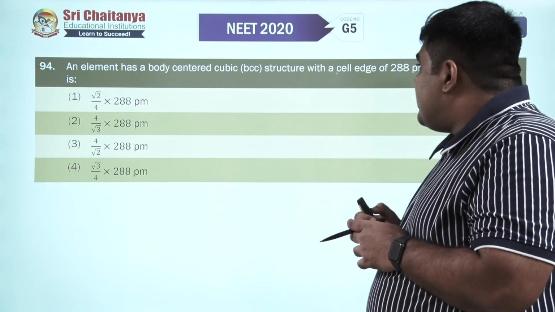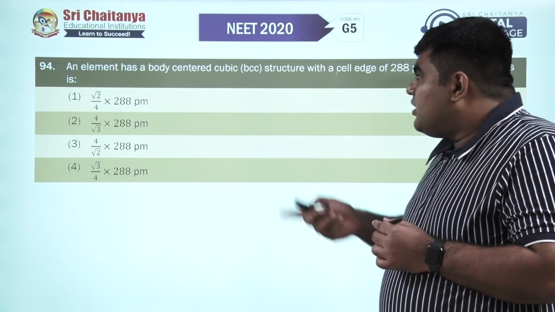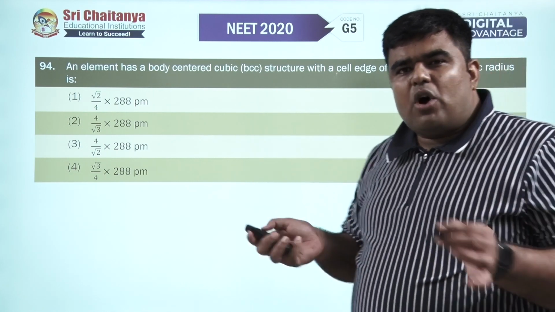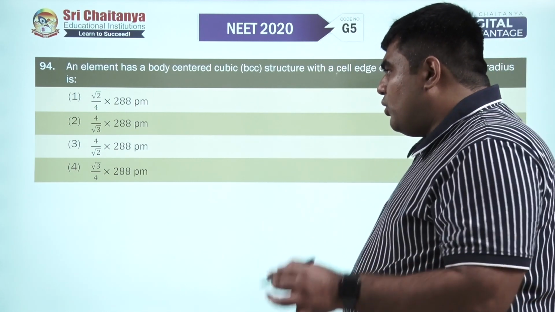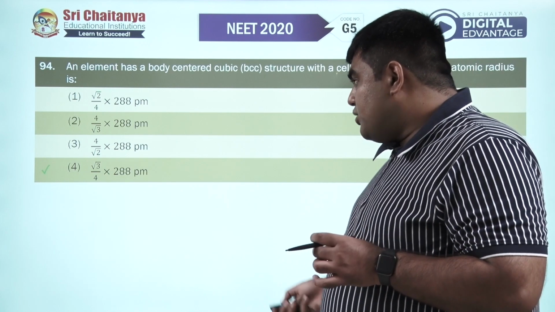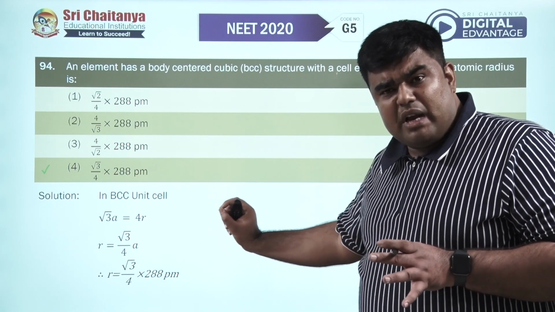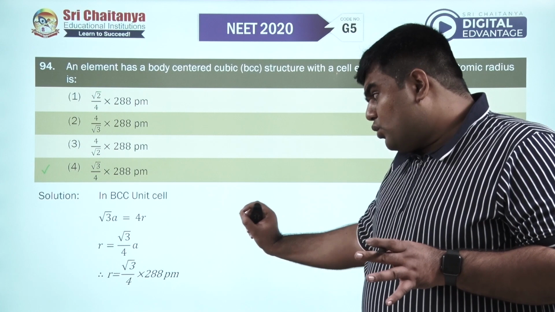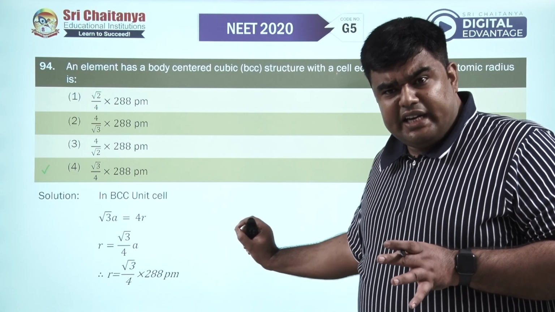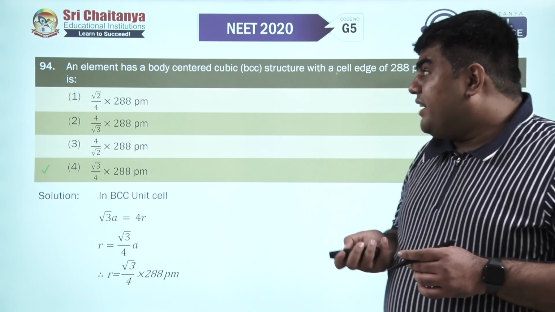An element has a body centered cubic structure with a cell edge of 288 picometer. The atomic radius is. Now the body centered, that means it follows root 3 a equals 4r. So root 3 a is equal to 4r. r will be root 3 by 4 times a. That means r is root 3 by 4 into 288. That is the fourth option. Let's move to question number 95.